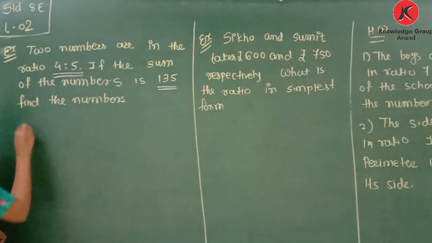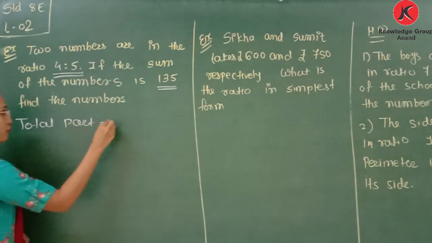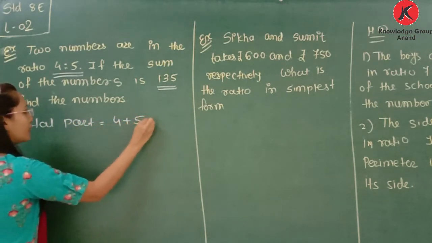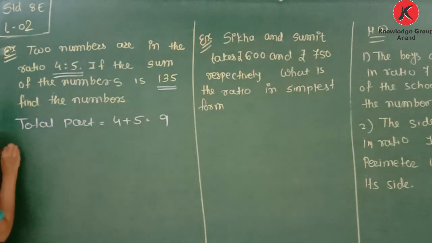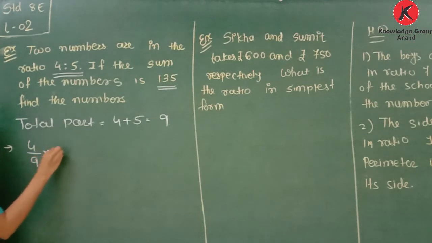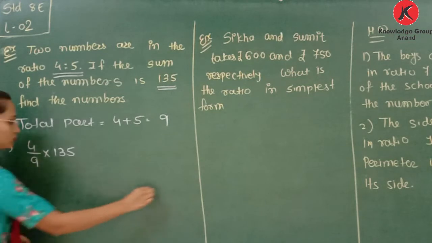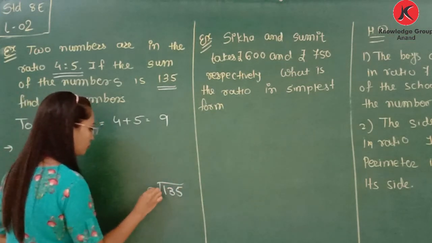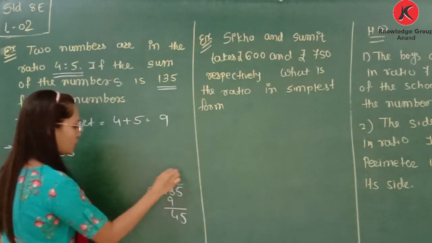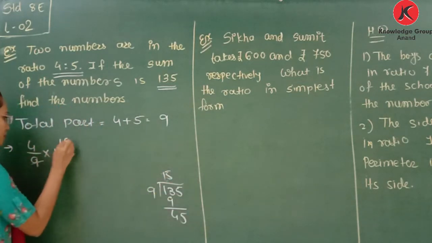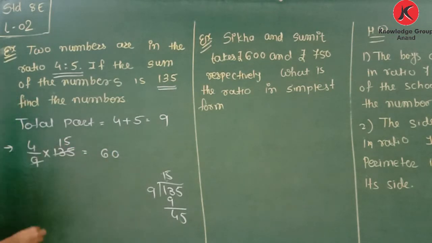So the total parts are 9. We divide 135 into a total of 9 parts, and from the 9, 4 parts is the first. So 4 by 9 of 135. Now divide 135 by 9. That is 15. So 15 fours are 60. So the first part is 60.